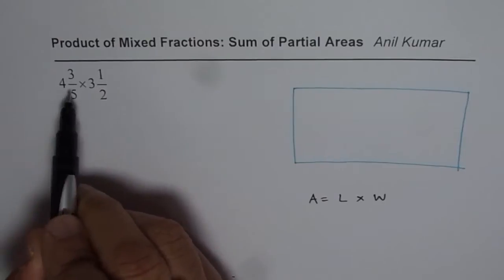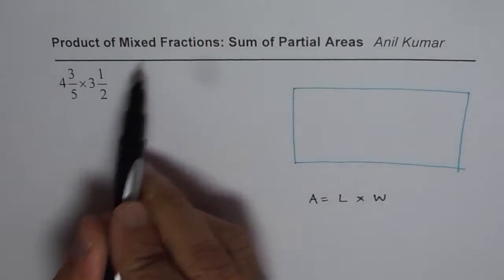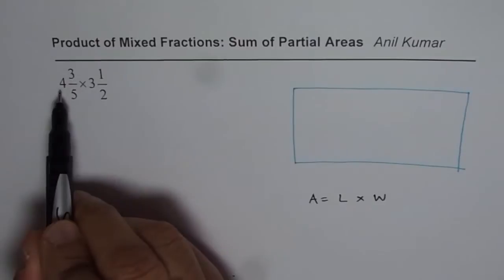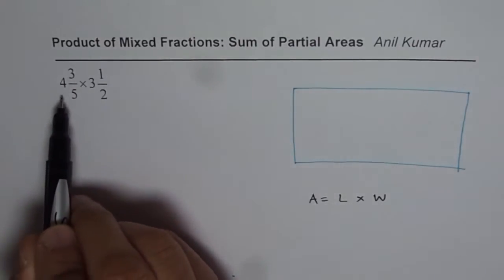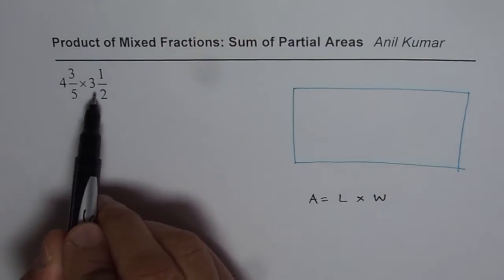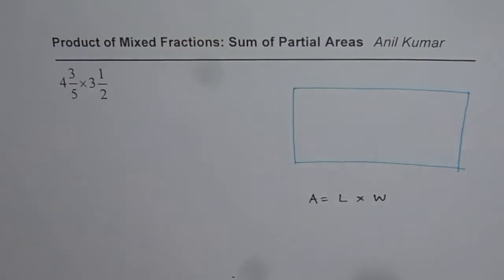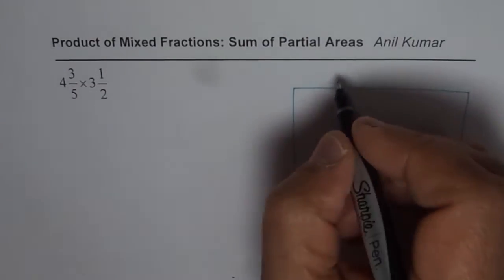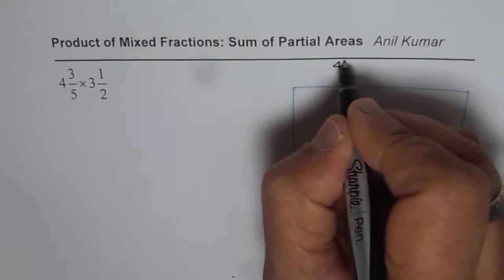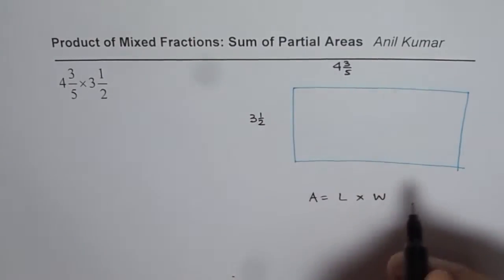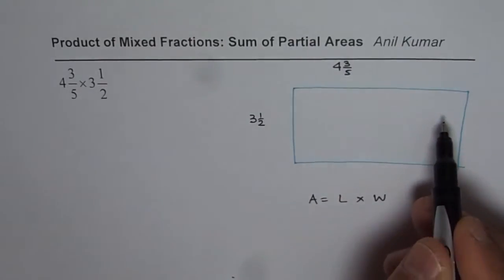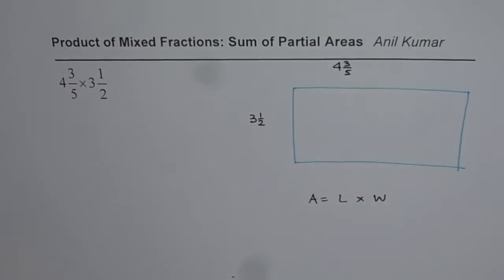So we can treat these mixed fractions as dimensions of our rectangle. We have 4 3/5 and 3 1/2. So let 4 3/5 be the length and 3 1/2 be the width. So let our length be 4 3/5, and the width be equal to 3.5. In that case, the area of this rectangle will be equal to the product of these two mixed fractions, correct? Now let us find how to multiply them.